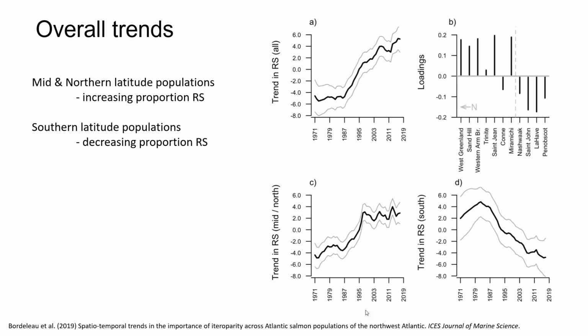So we already know that there are differences in space with regard to repeat spawning, and we're also seeing differences in time with regard to repeat spawning. And these differences in time are not uniform across the distribution of Atlantic salmon.